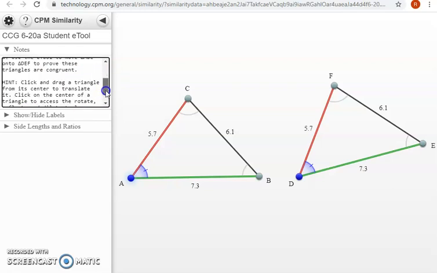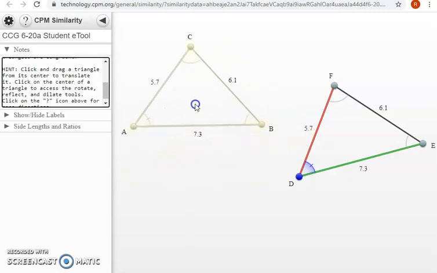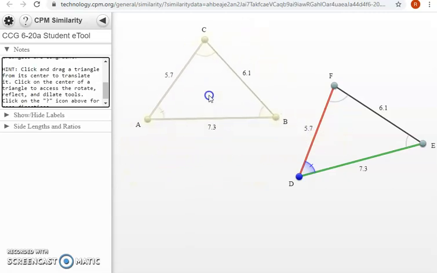And in terms of the tools, if you want to move a triangle, you click on the center and you can move it. You just do a click and release of the mouse button. It should give you the tools. You have a reflection tool, a rotation tool, and this one's the dilation tool. And if you click on the question mark up here, based on the video that I put together, it will give you all the information you need about the tools.